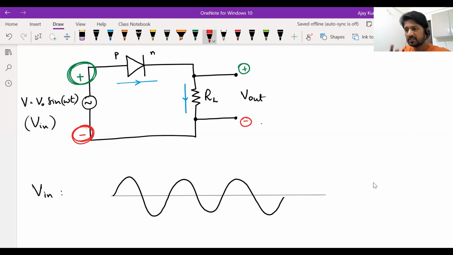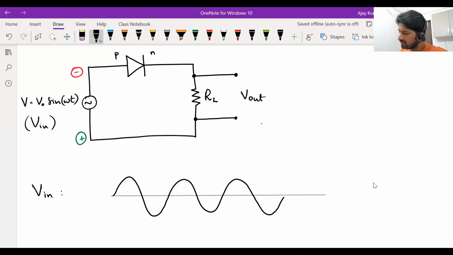But when the negative half cycle is going on with the input voltage, what happens is the upper end will be at lower potential, lower end will be at higher potential. Now the diode is reverse biased. P side is at lower potential, N side is connected to the higher potential terminal of the battery or source. Then the diode will not allow current to pass through it. If there's no current through the diode, there's no current through the load resistance. If there's no current through the load resistance, then the output voltage will be 0. Okay. So that is how.